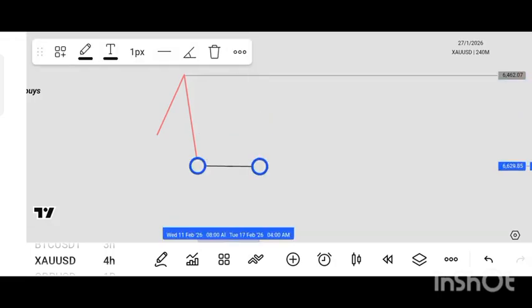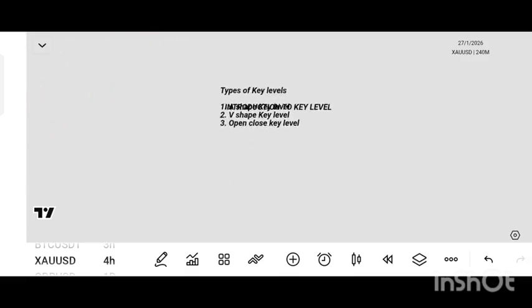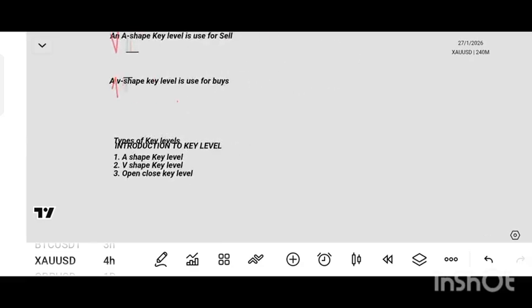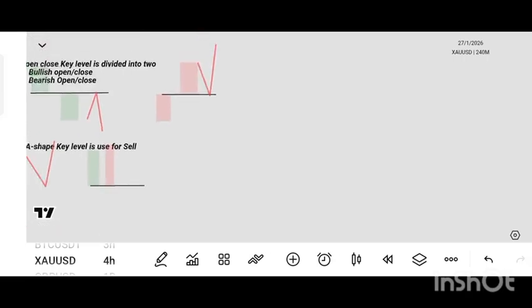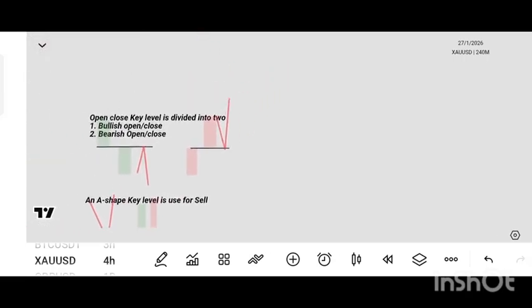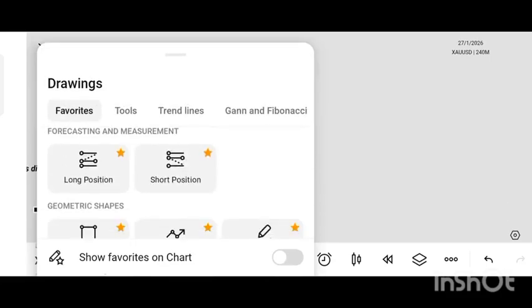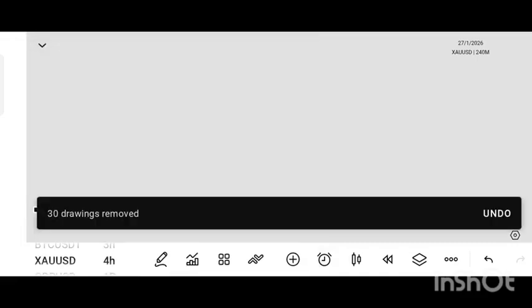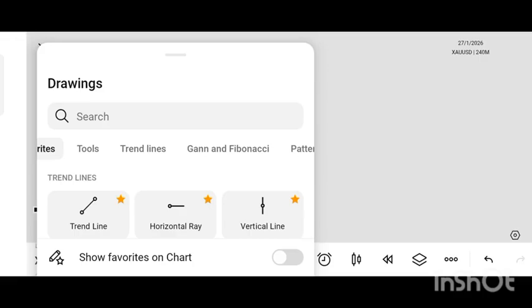Alright, so then we have the open close. The open close key level is kind of different from these two types of key levels that we spoke about. Alright, so let me draw a diagram of it. Let me clear these drawings. Remove all drawings. Alright, so an open close key level is the open and close of two consecutive candles.